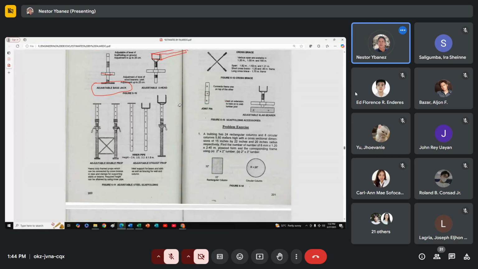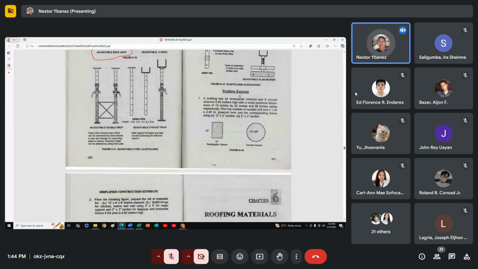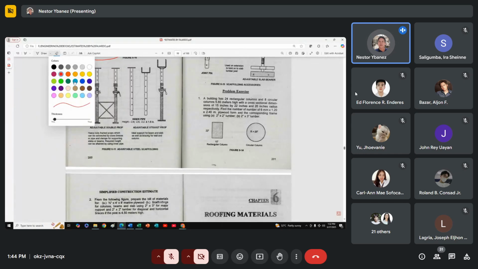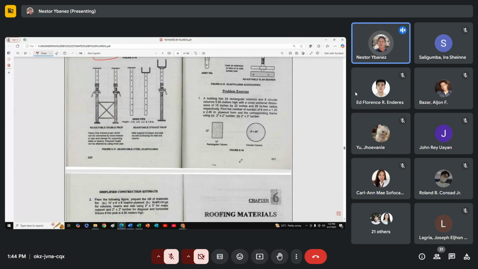Okay, so there are problems at the end of the chapter. About scaffolding, there are no problems. The problem here is the arrangement of the frame. It gives a cross-sectional dimension of 22 inches and 15 inches.